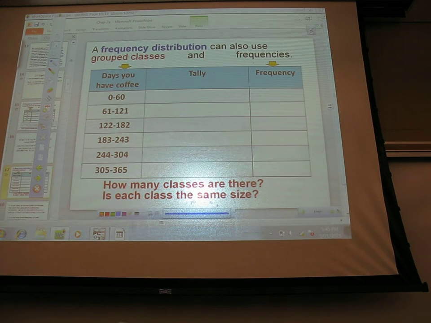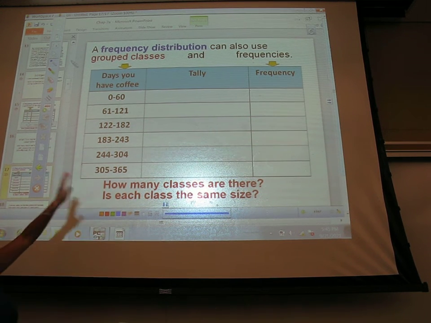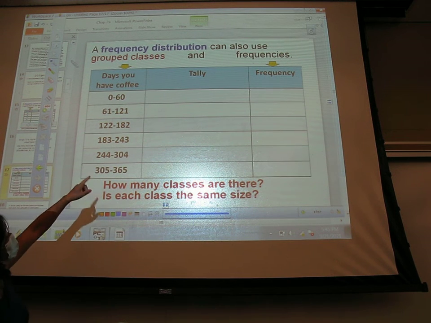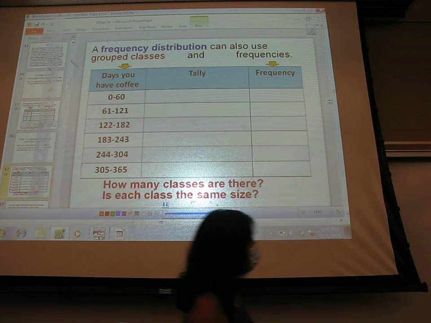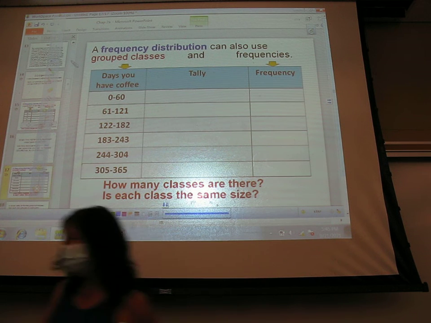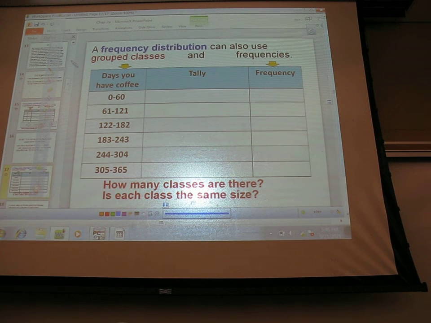All right, so here's our group frequency distribution. 0 to 60, 61 to 121. Wow. Okay. So I'll tell you what. Let's get someone to read them off for me. Molly, go ahead and read from me each number.